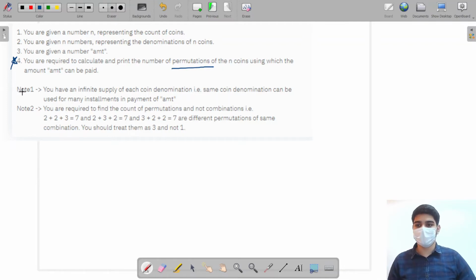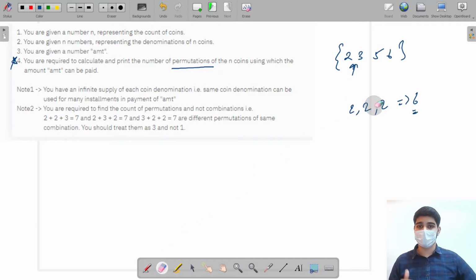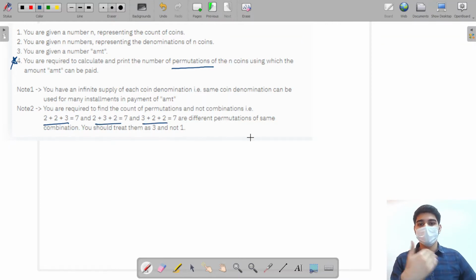If you look at the notes that we are provided with, they say that you have an infinite supply of each coin. That is, the same coin can be used for many installments. So if you have coins like 2, 3, 5, and 6, you can use 2 multiple number of times. You can use 2, 2, and 2 to pay 6. This is what it means. We have infinite supply for each coin. The second note says that you are required to find the count of permutations and not combinations. That means 223, 232, and 322 are different permutations of the same combination.